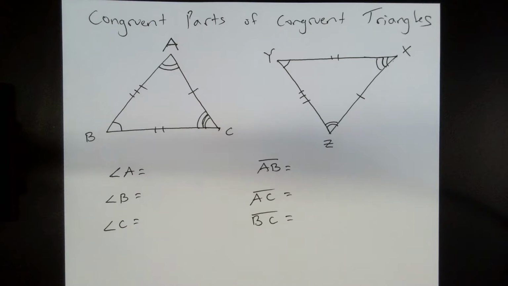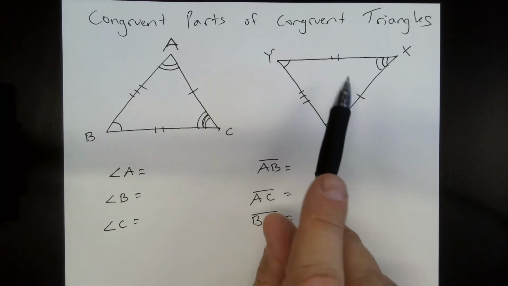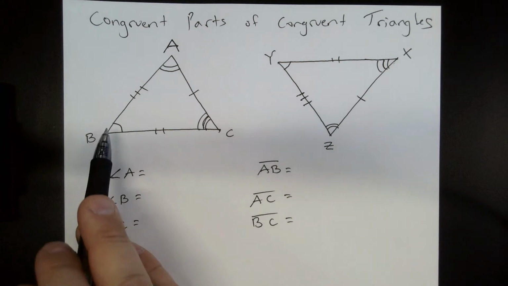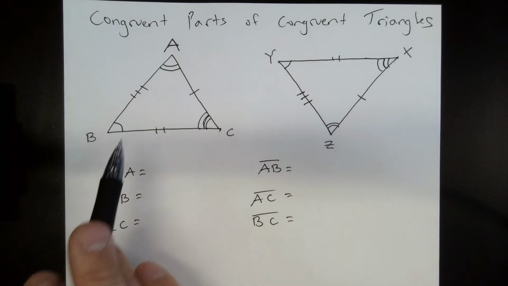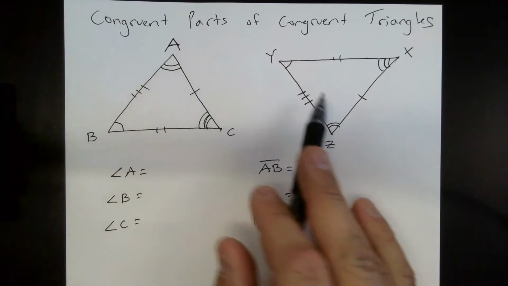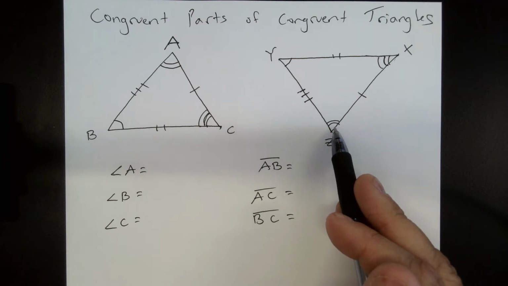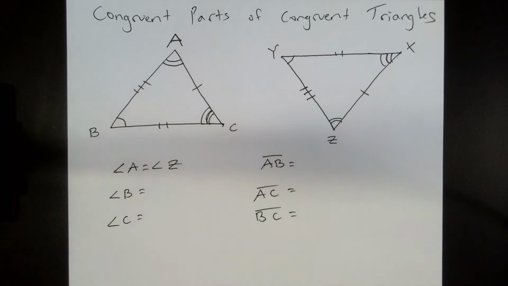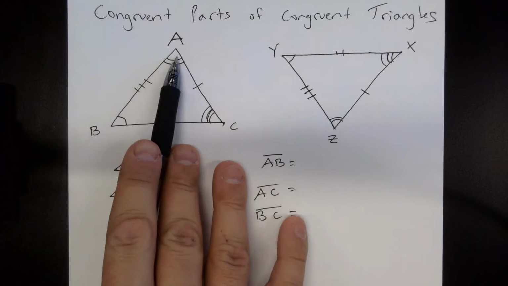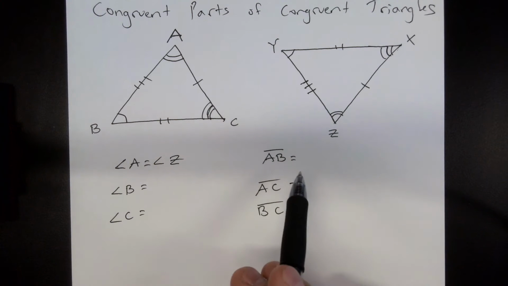Now, Ethan, what does congruent mean? They're the same, right? So, now look at these lines. These lines mean something, and these angle lines mean something. For example, angle A. How many lines does angle A have? 2. So to see which angle it's congruent to over here, we have to find the angle that has 2 lines. So we know that angle A is congruent to angle Z. That's one part that's congruent. A to Z, because this has 2 lines and this has 2 lines.